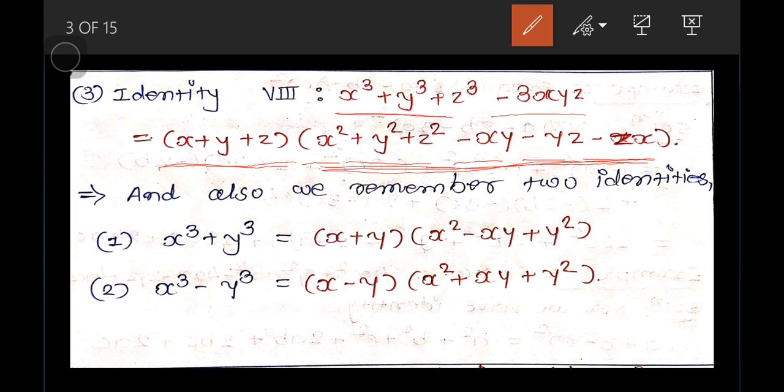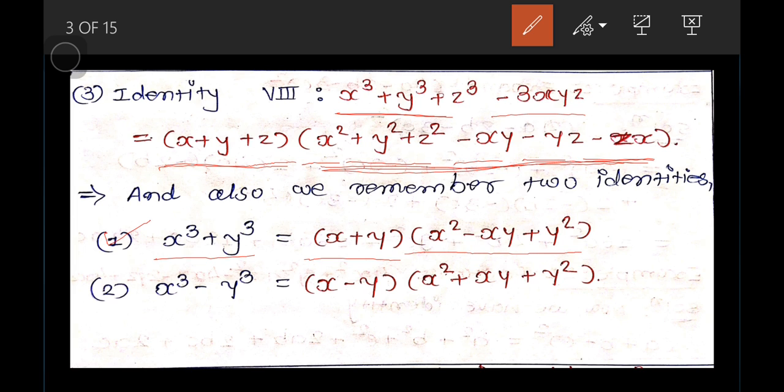We also have to remember two extra identities. The first one is x cube plus y cube. If any expression is given in the form x cube plus y cube, then you can directly factorize this polynomial with the help of an identity: x cube plus y cube equals (x + y) into (x square minus xy plus y square).